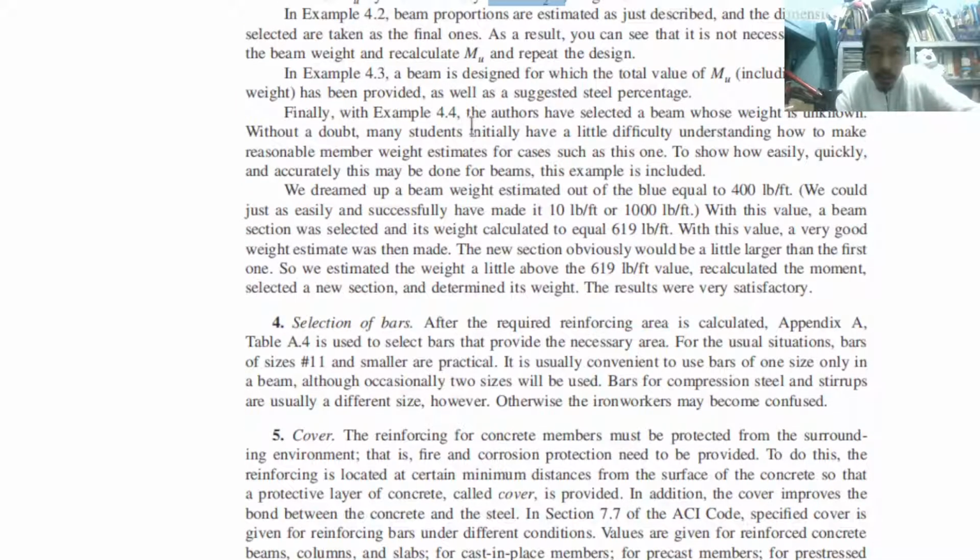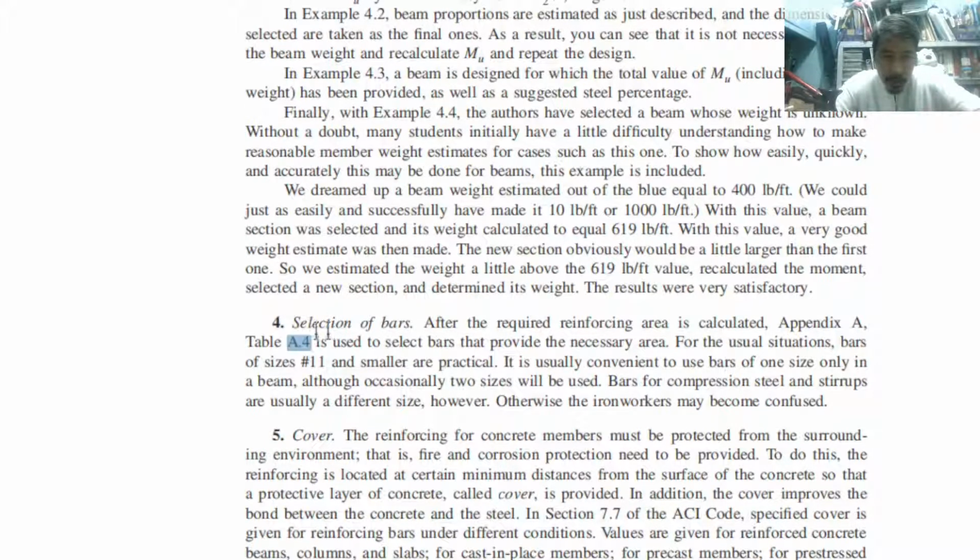In Example 4.2, we'll do that. In Example 4.3, we will have another example, and up to Example 4.4. The authors have selected the beam whose weight is unknown. Without a doubt, many students initially have a little difficulty understanding how to make a reasonable estimate. So we dream up a beam weight estimate out of the blue equal to 400 pounds per foot if we are using English units, and so on.